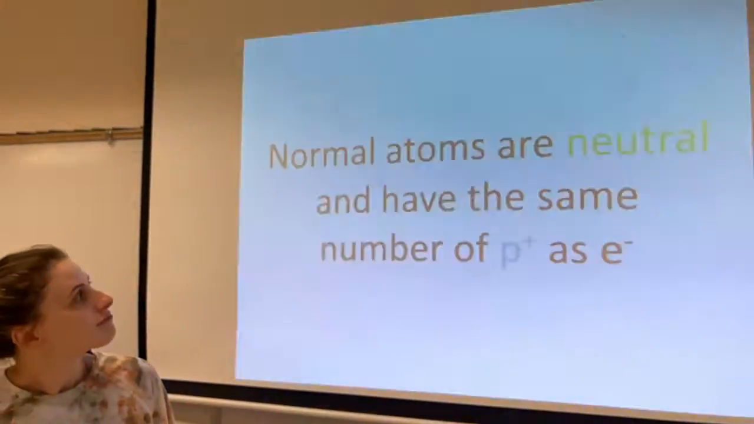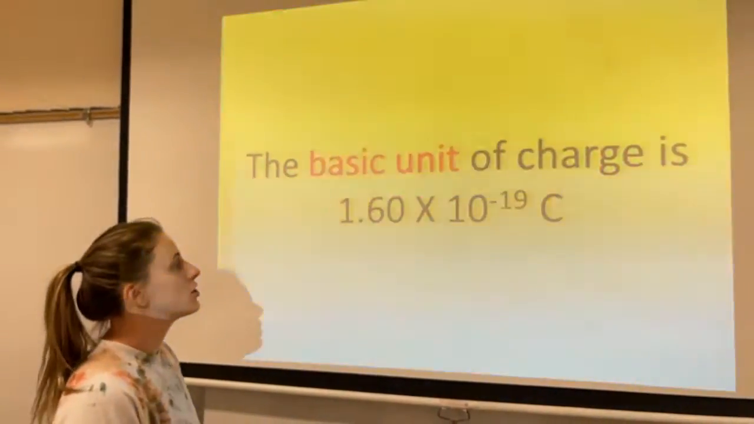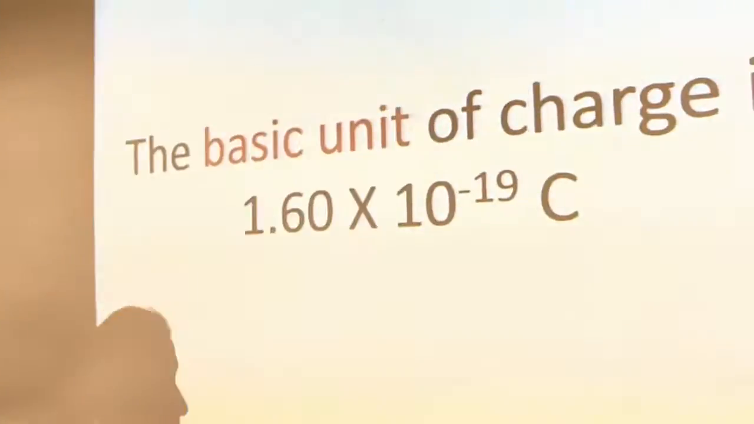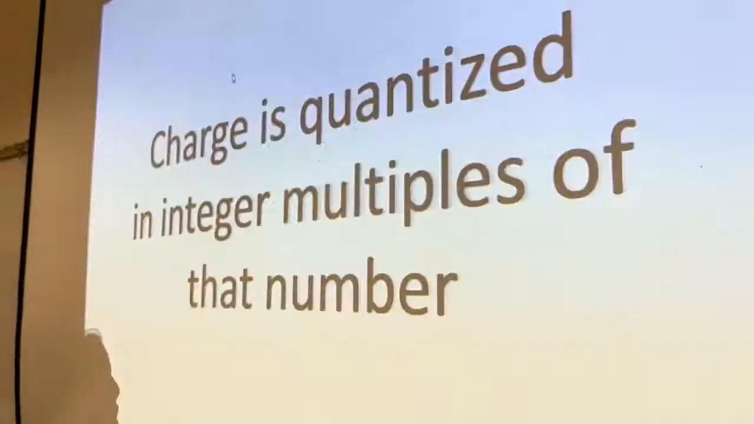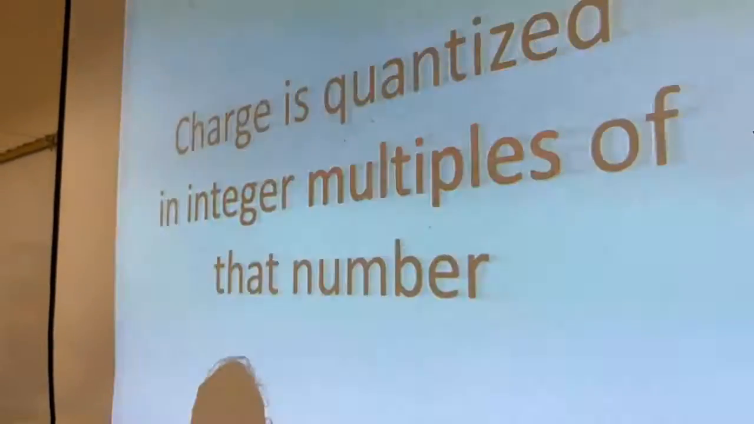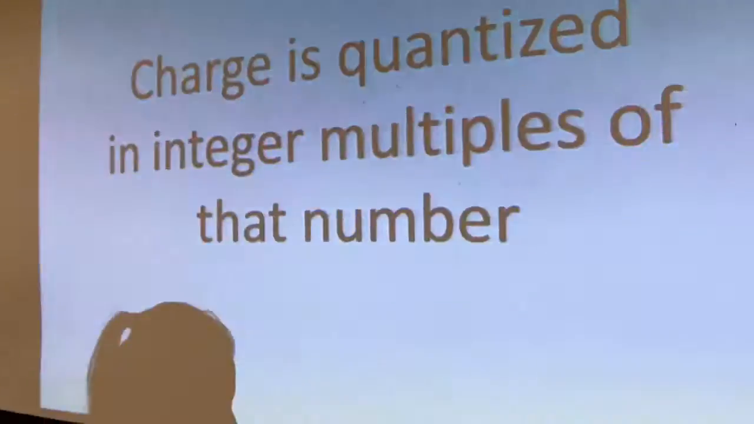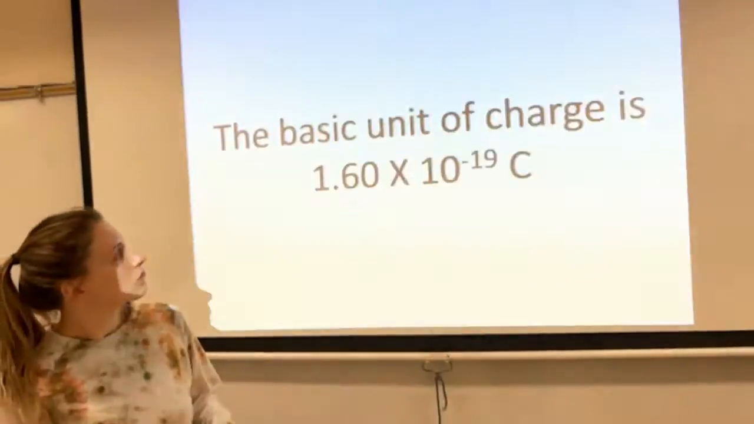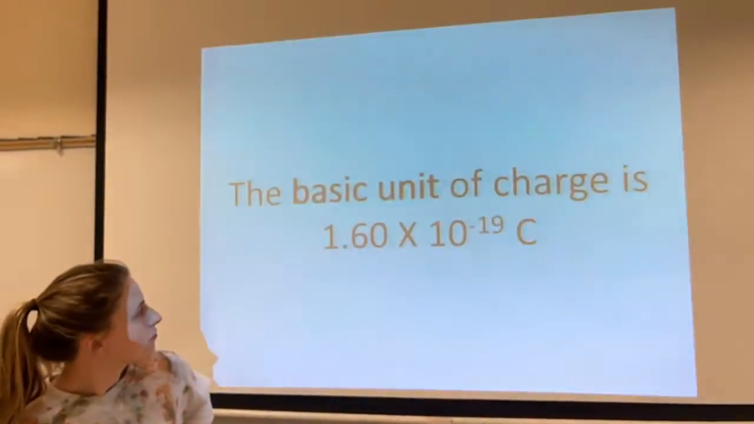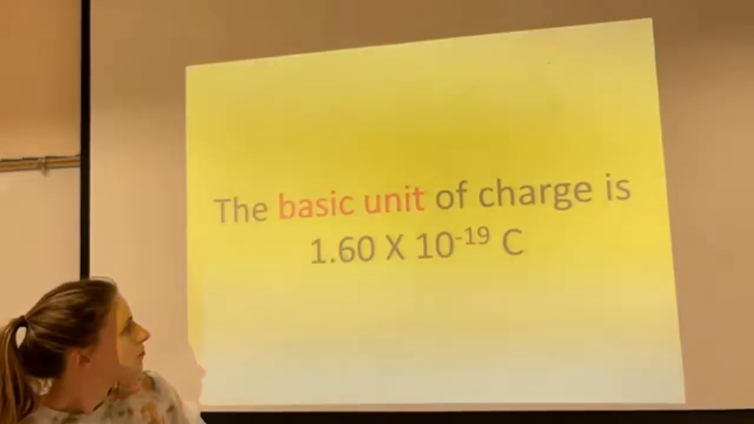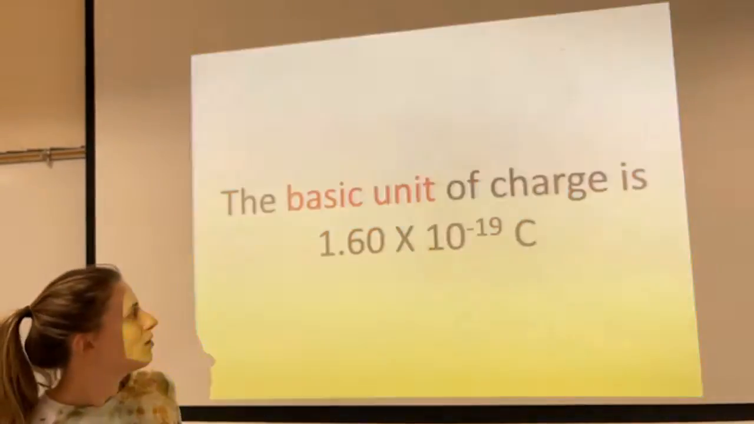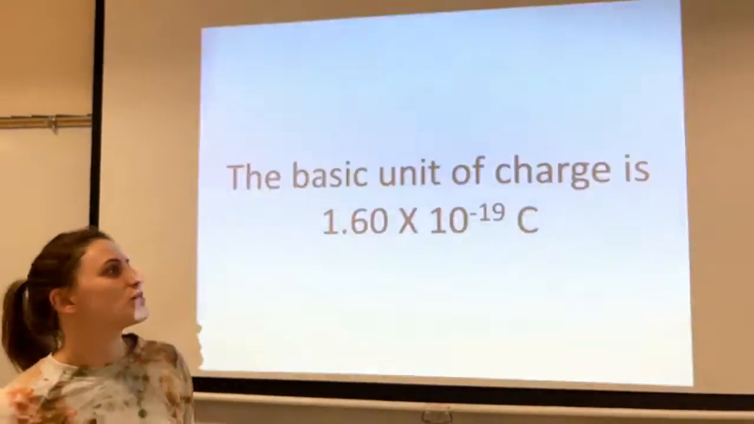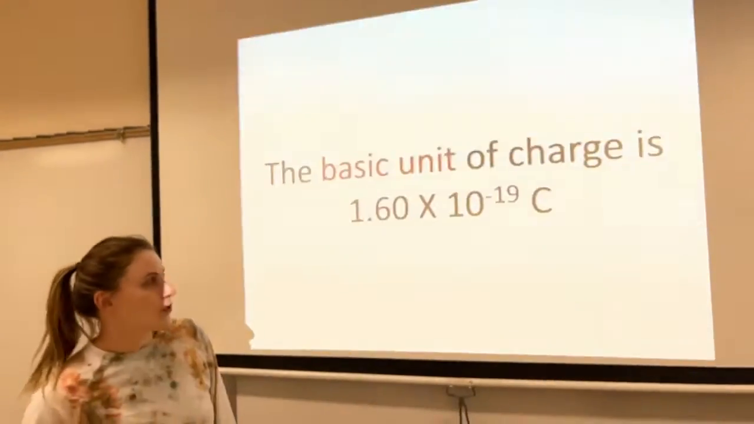This is review. The basic unit of charge is 1.6 times 10 to the negative 19 coulombs, and charge is quantized in integer multiples of that number. So if you've got one electron, the charge on that one electron is negative 1.6 times 10 to the negative 19. If you have two electrons, it's 3.2 times 10 to the negative 19, multiply it by 2. And if you've got 3 of them, multiply that by 3.